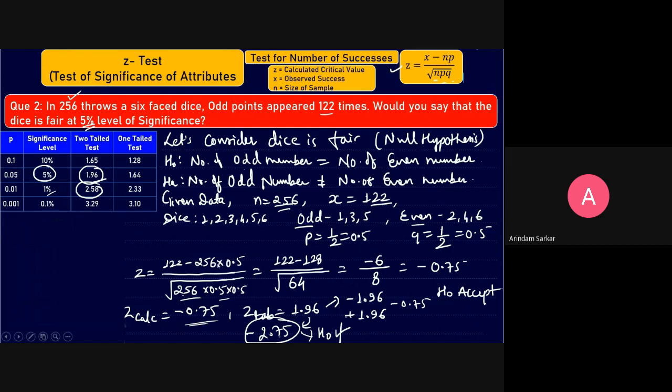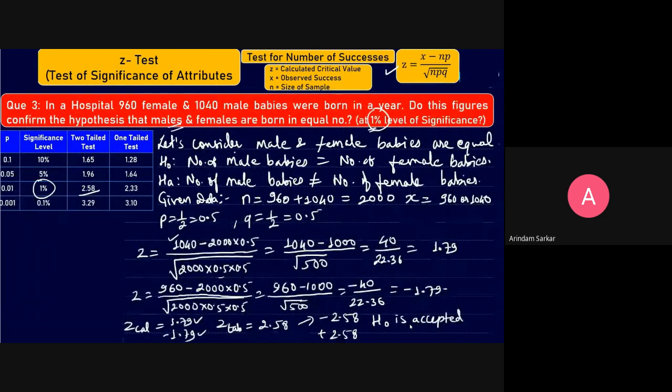Here, if I put the value in that particular formula, I will get the calculated value as minus 0.75, right? I look at the range, which is 1.96, so minus 1.96 to 1.96. Whether this minus 0.75 falls under this range? Yes, it falls under this particular range, so it's accepted. So my null hypothesis is accepted. So this is the way we can calculate the Z test.